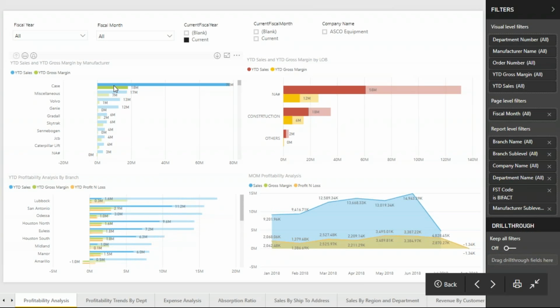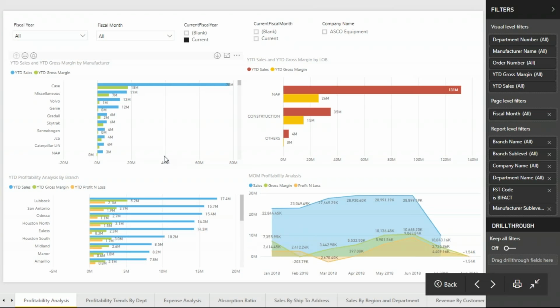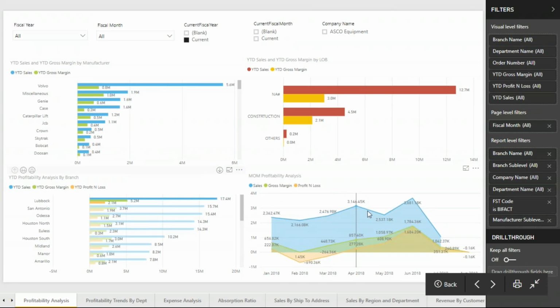Similarly, you could click on a particular manufacturer and then see how the sales are going. So it looks like San Antonio is the largest Case branch. And if you click on Volvo, it looks like Lubbock is your largest Volvo branch, and so on. So that's essentially how this can be useful. And it also gives you month-over-month sales.